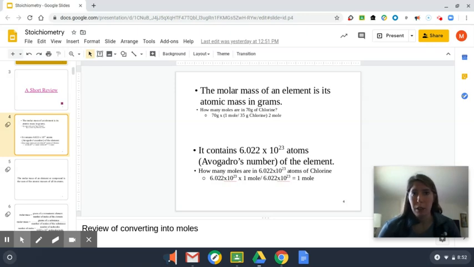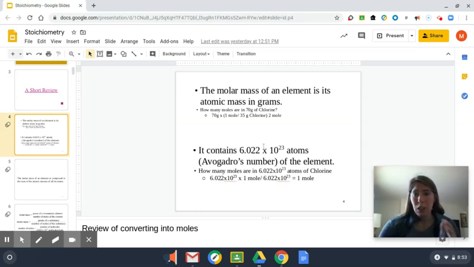If you take a look at the periodic table and you find chlorine, chlorine's atomic mass is 35.45 grams. Now, its molar mass is 35.45 grams per mole. So when I'm asking how many moles are in 70 grams of chlorine, obviously I'm not worrying about the decimal points. I would do 70 grams times 1 mole, keeping what I want as the numerator, over its molar mass, that 35 grams. And that's going to give me 2 moles, because 70 times 1 over 35 gives me 2.